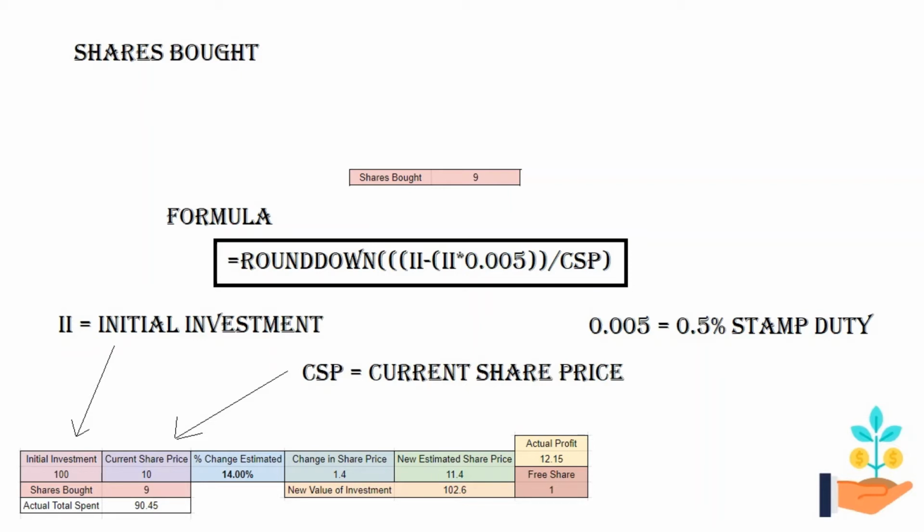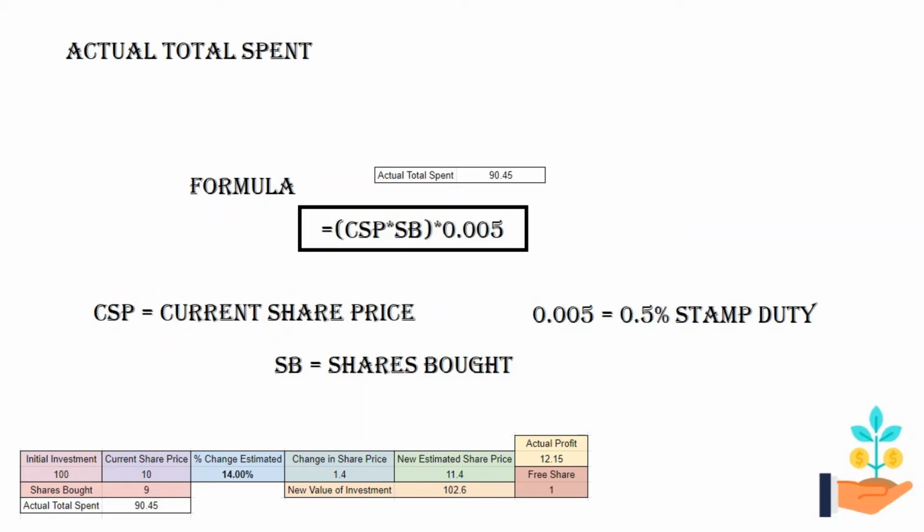In the UK we have stamp duty, so I've added a formula for the stamp duty. If you don't have stamp duty, you can take out the initial investment times the stamp duty in brackets and just have initial investment over current share price. It's a very simple formula anyway.